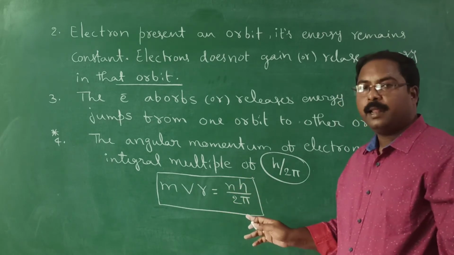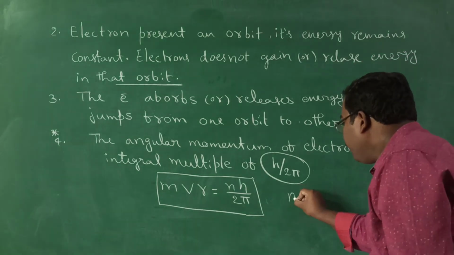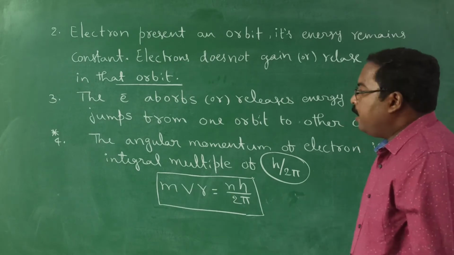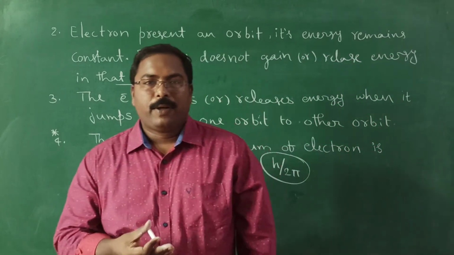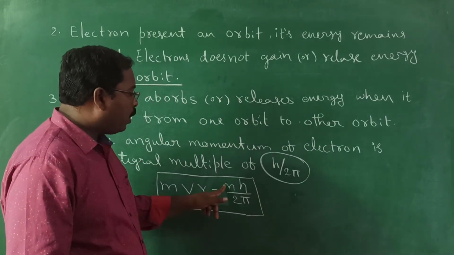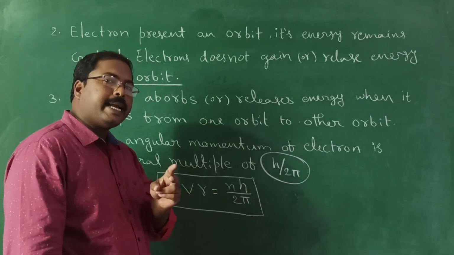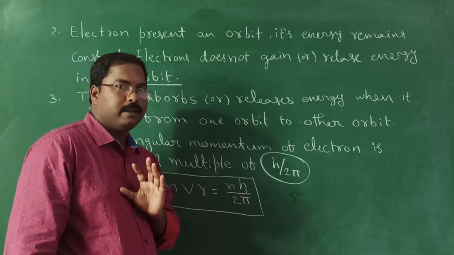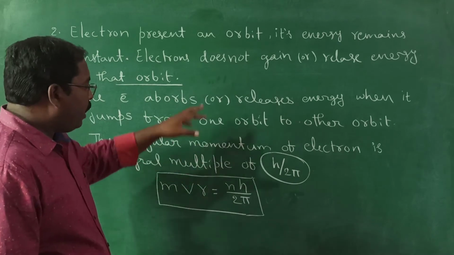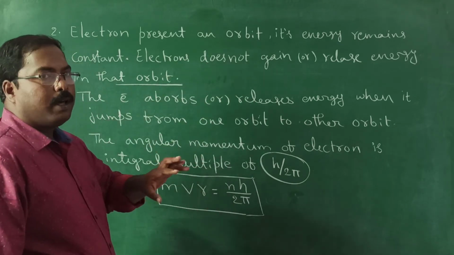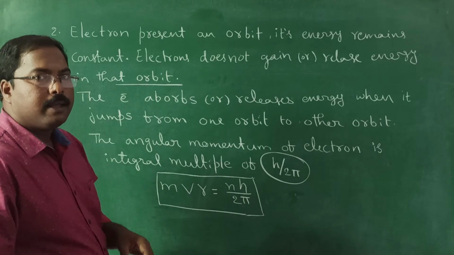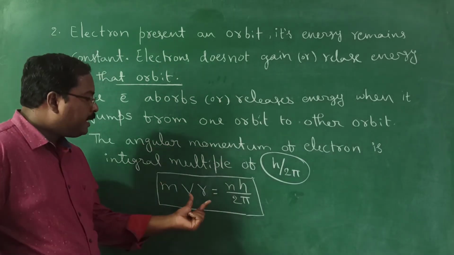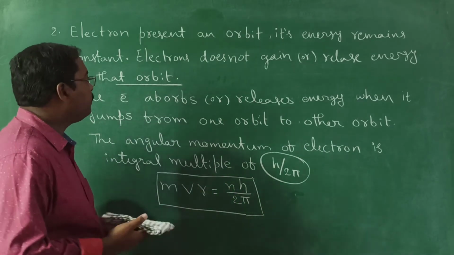Where what is n? I told you, integral multiple, where n is nothing but orbit number. Orbit number means if it is in the first orbit, we say 1 into h by 2 pi. If it is in the second orbit, n value is 2. Third orbit means n value 3. Okay. I will give each and every term about the formula clearly. Okay. First note down the formula. Then we will discuss about each and every term in the formula.